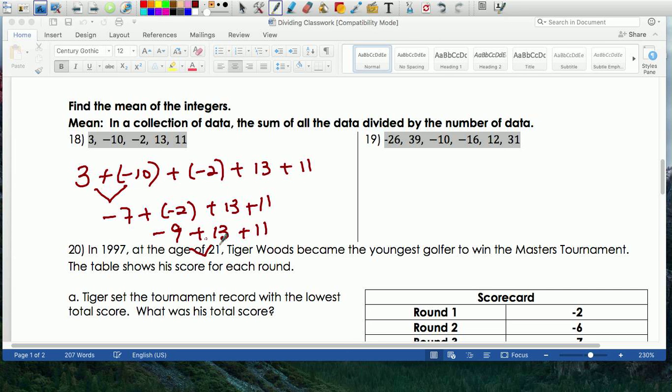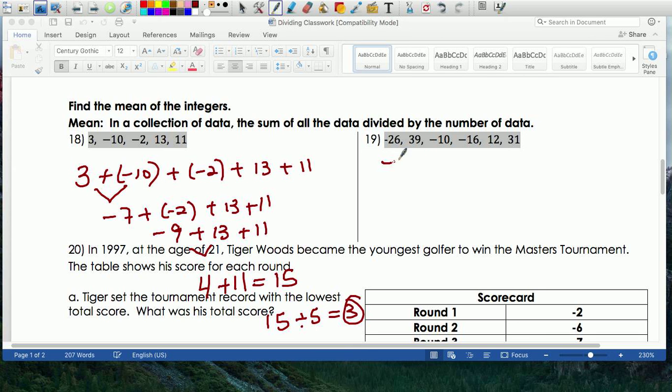Negative 9 and negative 13. I have more positive numbers, so the positives, I can make 0 pairs, and after I make 0 pairs, I'm going to have 4 positives left over. And finally, 4 plus 11, which is pretty much 15. I'm not done yet, because now I have to take that sum and divide it by 1, 2, 3, 4, 5 numbers. And 15 divided by 5 is going to give me 3. So the mean of this data set is 3.